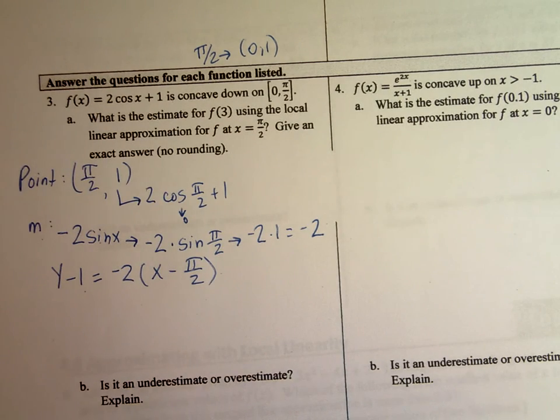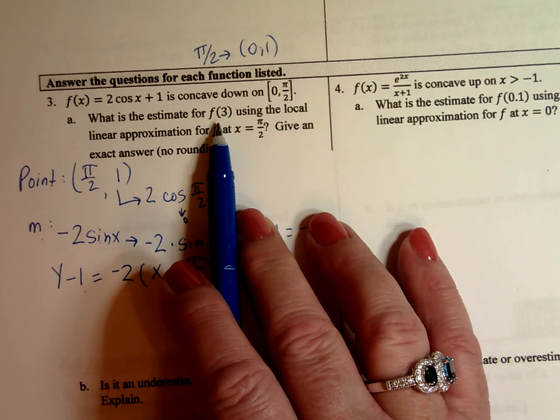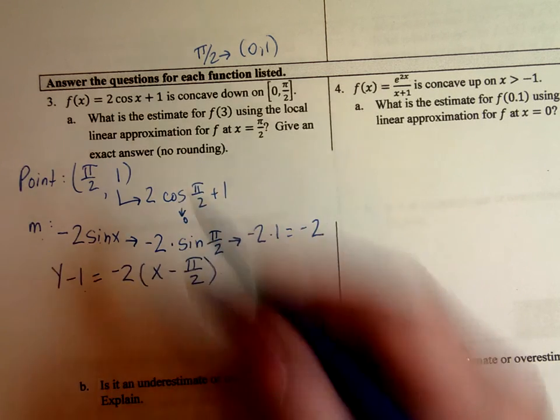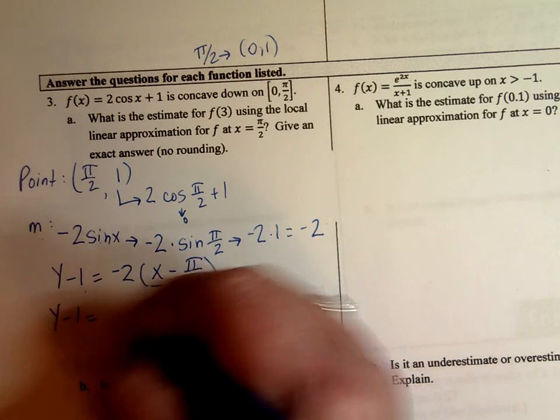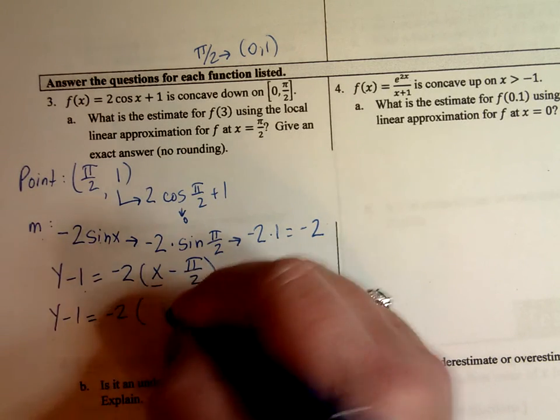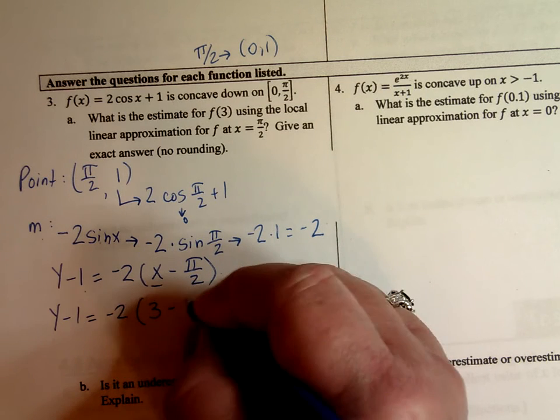What did they want there? They want more. They want to know what it is to approximate f of 3. So I'm going to go to my x value here and plug in a 3. Here it comes. y minus 1, negative 2, I have a 3 minus pi over 2.